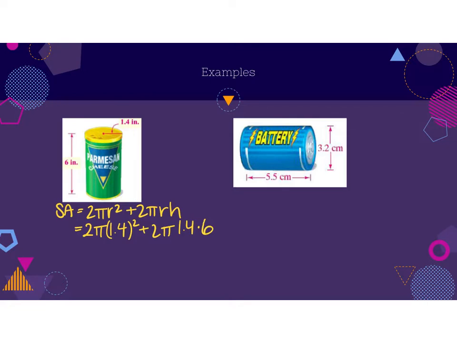All right, so now let's do some multiplying. We can do 1.4 squared, which is 1.96, and we can multiply that by 2 to get 3.92 pi, plus on the other side we're going to do 1.4 times 6, which is 8.4 times 2 to get 16.8 pi. These are like terms because they both have pi, so I can add them together. And I get 20.72 pi. Again, we're going to leave this in terms of pi, so this will be our final answer with a label of inches squared because we're talking surface area.